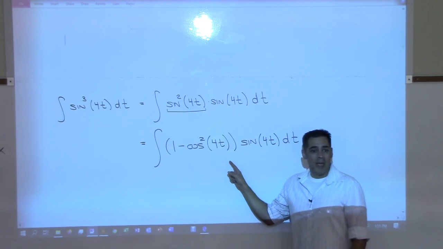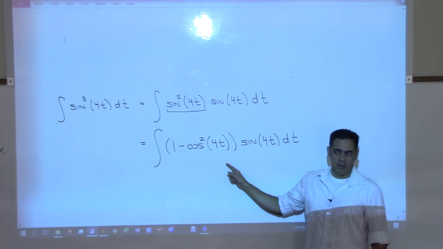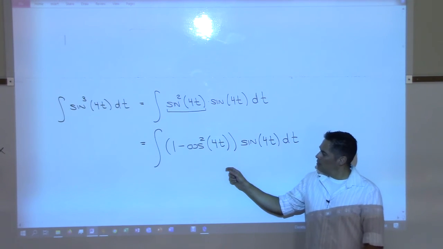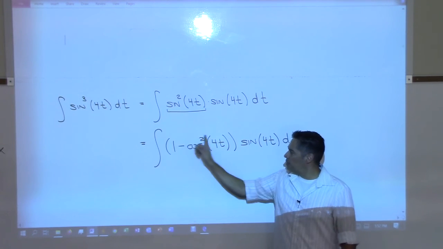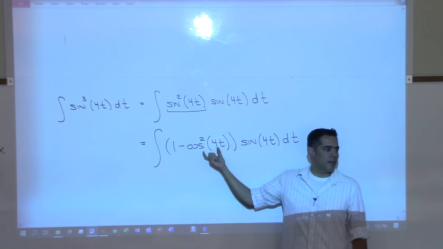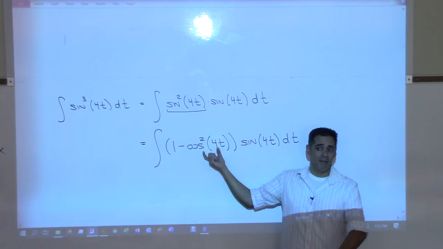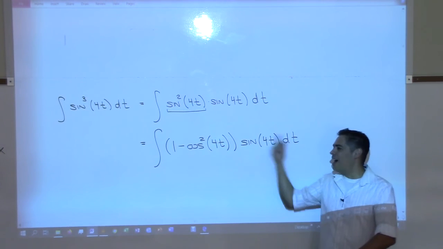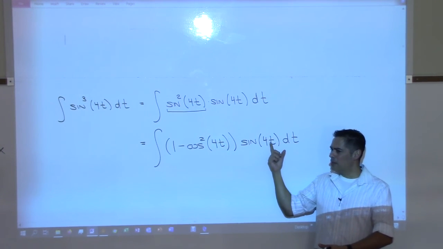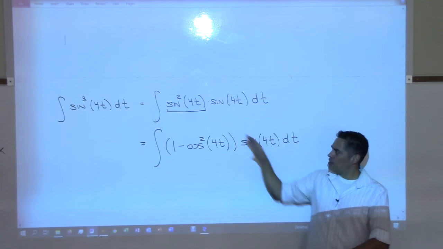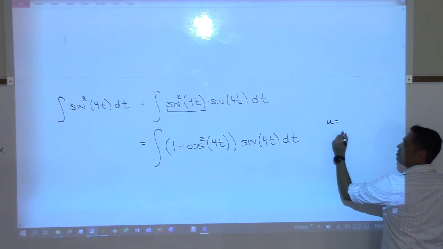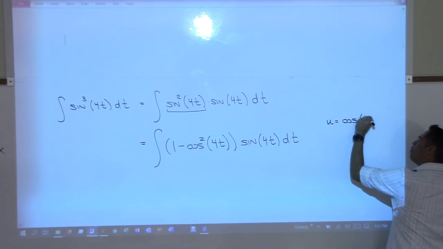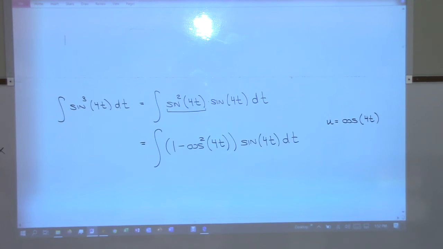Because this is a basic u sub. You see something in its derivative. What is the derivative of cosine of 4t? Just forget the minus, forget the square. Just cosine 4t. What is the derivative of that? Negative sine 4t times 4. Do you have that? Kinda, right? I'm off a little bit, but just by a constant. So this conversion allows you to make a basic u sub now that u will be equal to cosine of 4t.